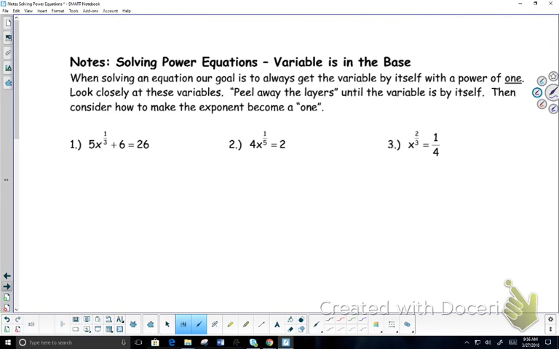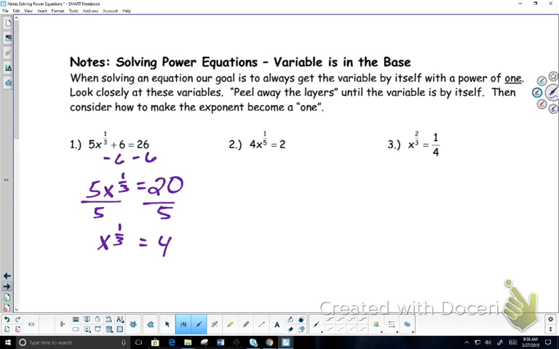These are, now I've got a fractional exponent, and you're going to solve these very similar to the way we've always solved, peeling away the layers. So I'm going to start off by subtracting 6 from both sides. So I got 5x to the 1/3 equals 20. Next thing, I can't do anything with this x to the 1/3 until I get the 5 away. So I'm going to divide by 5. I got x to the 1/3 equals 4.